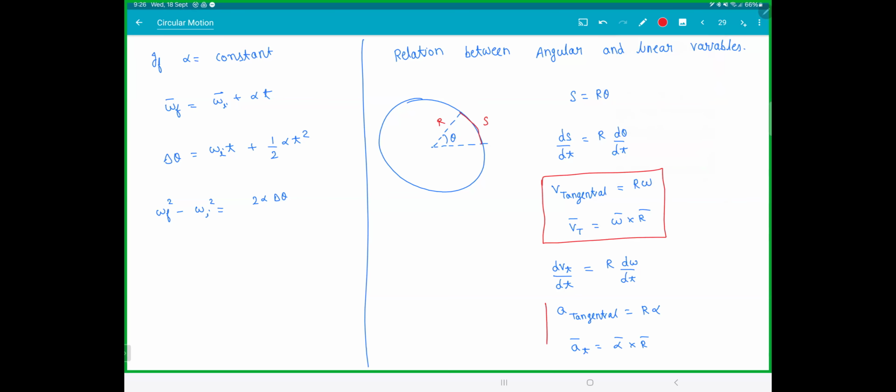So there's also something called a radial. We will see. So acceleration also can have two components, one towards the center and one along the tangent. There, have a look at this. These are the vector forms. This is the relation between linear and angular variables.